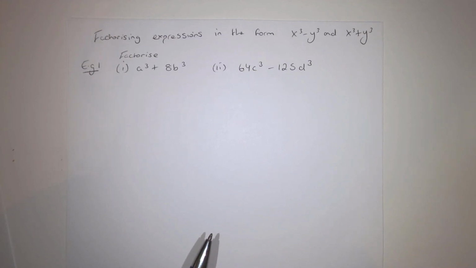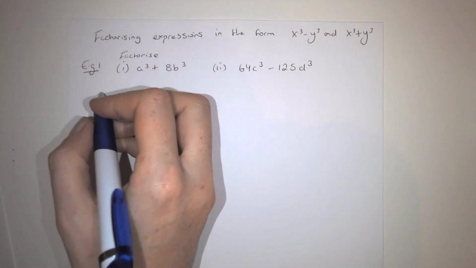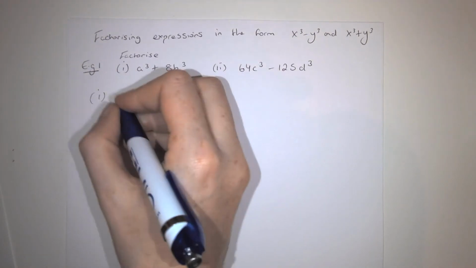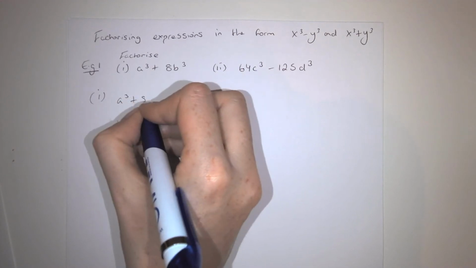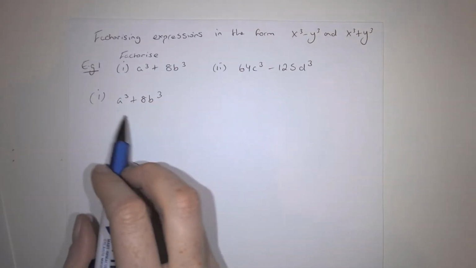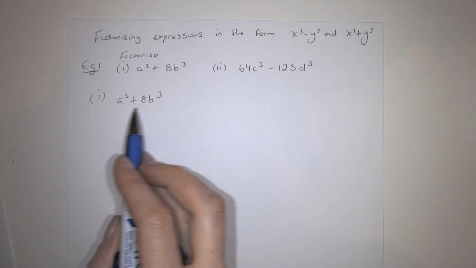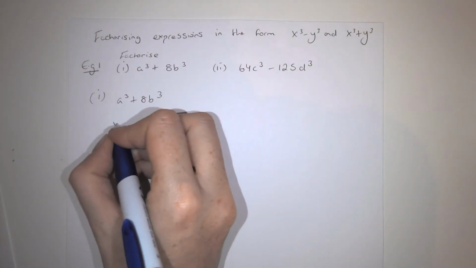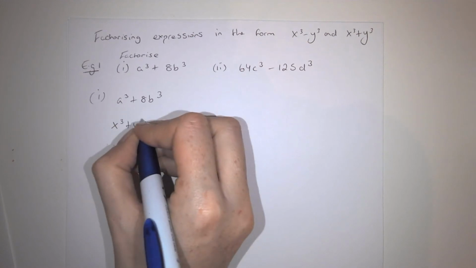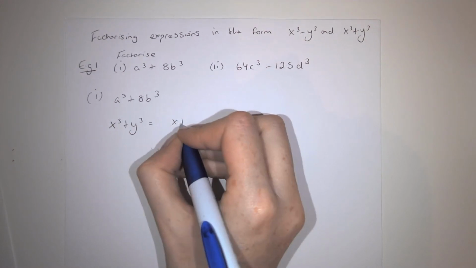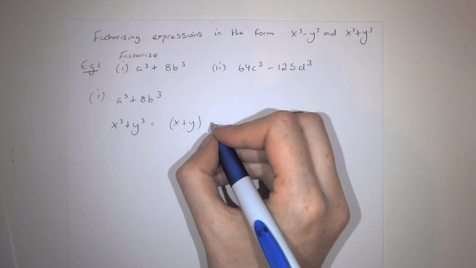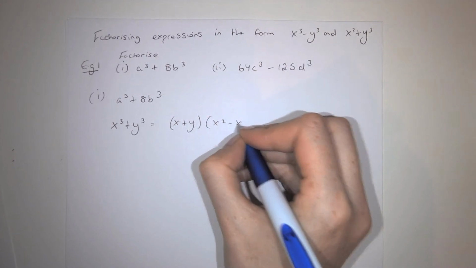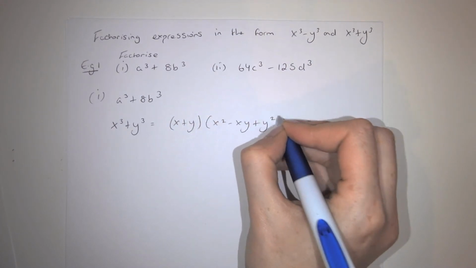So example 1 says factorize a cubed plus 8b cubed. So we'll start with that. Part 1 is a cubed plus 8b cubed. Well, I can see basically that it's the sum of two cubes. So the formula that I'm going to be using for that, we'll just remember it: x cubed plus y cubed equals x plus y bracket x squared minus xy plus y squared.